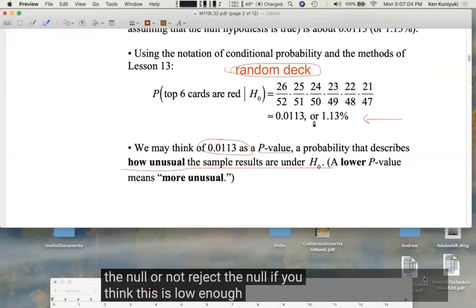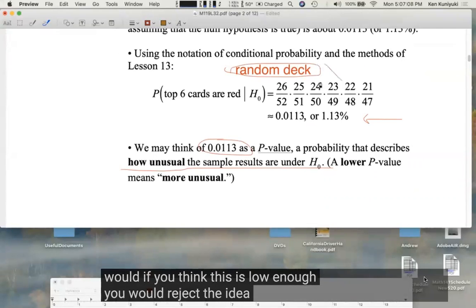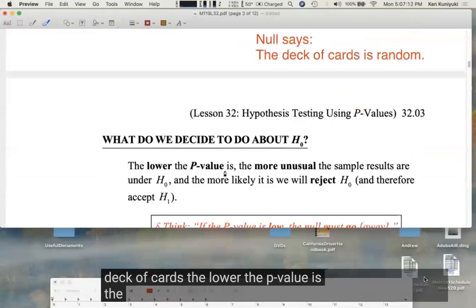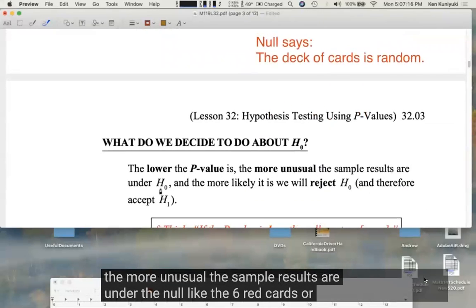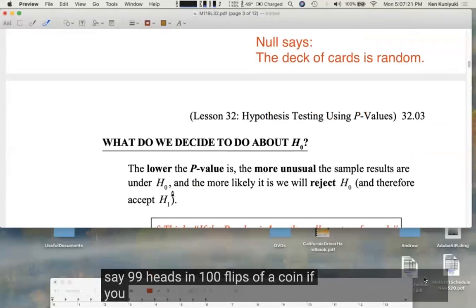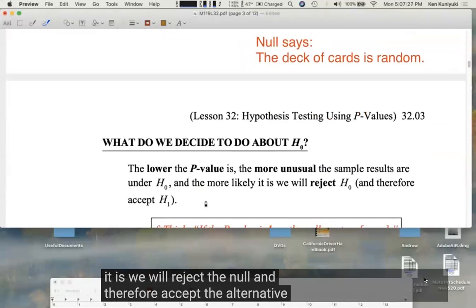If you think this is low enough, and many people would, you would reject the idea of a random deck of cards. The lower the p-value is, the more unusual the sample results are under the null, like the 6 red cards, or say 99 heads in 100 flips of a coin, if you assume fairness. And the more likely it is, we will reject the null and therefore accept the alternative.